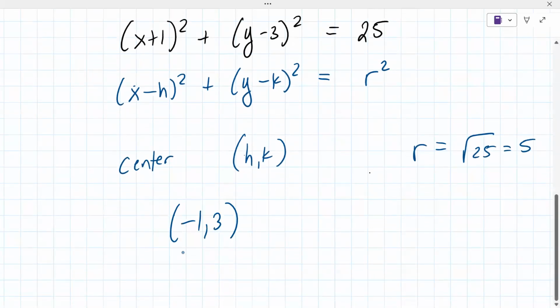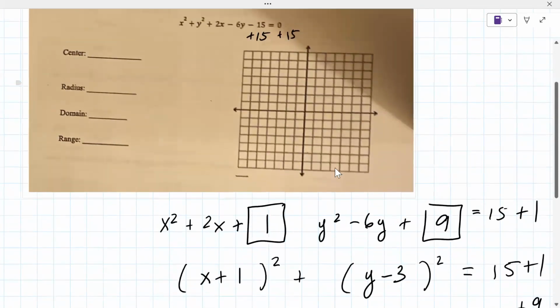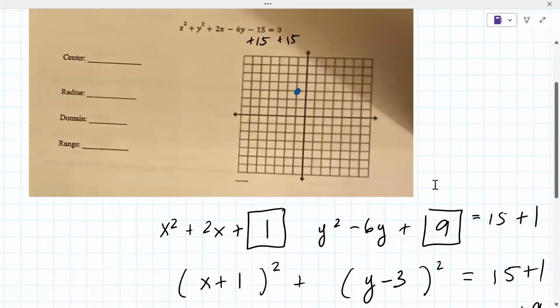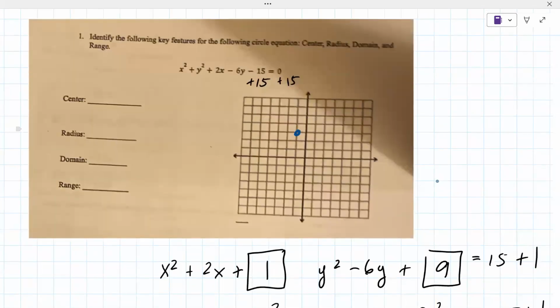Okay, wait, so the domain and the range. We'll get to that. The center and the radius are important because then you can go to the graph and just plug that point in. So plot them down: -1, -3, and then the radius is 5. So you go up, down, left, right, 5.